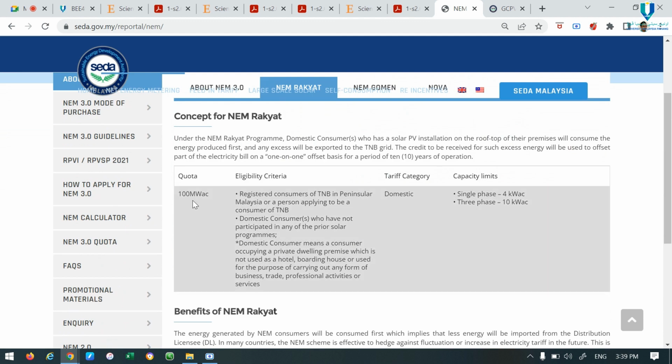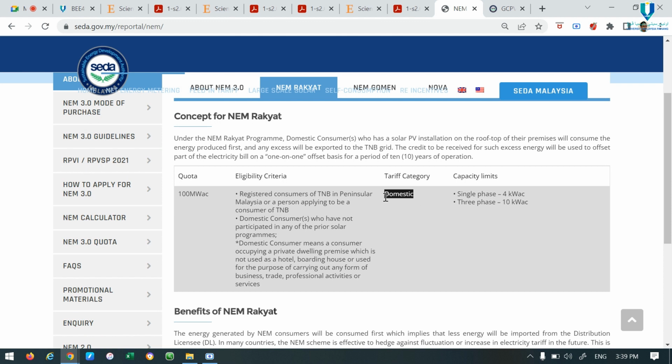Eligibility criteria: maximum quota is 100 megawatt AC. Okay, megawatt AC, not DC, megawatt AC. And there are the capacity limits. Single phase only 4 kilowatt AC, 3 phase only 10 kilowatt AC. This is used for domestic houses.